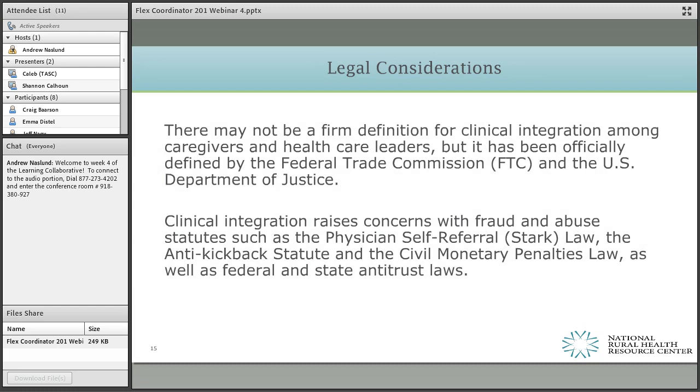So I mentioned before the Federal Trade Commission, and even though it's not what we would define as a firm definition of clinical integration, the FTC has a set of parameters, and I won't go into them. It is very legal, but the short end of the story is that it really addresses the issue of staying within guidelines against fraud, abuse, and anti-competition. So it follows the statutes of the Stark law, or physician self-referral, the anti-kickback statute, civil monetary penalties, and, of course, federal and state antitrust laws.